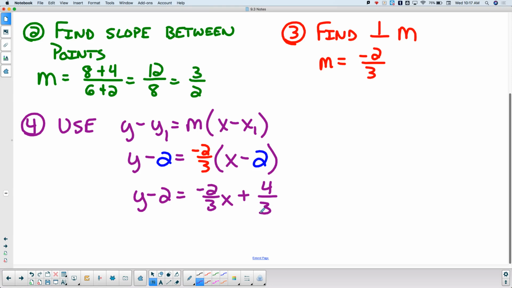So how am I going to make this one look pretty? Okay, so what would you do to get y by itself? Add 2 to both sides. Now, can I ask you an even personaler type question? On the left side, I'm going to add 2, correct? Okay. What am I going to add on the right side?